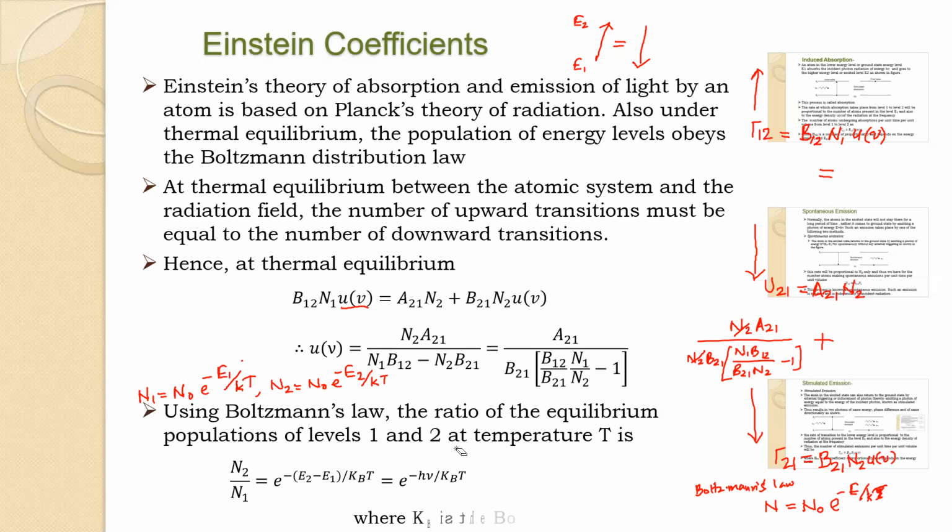Then the expression becomes U of nu is equal to A21 divided by B21 into B12 divided by B21 e raised to h nu divided by KBT minus 1.